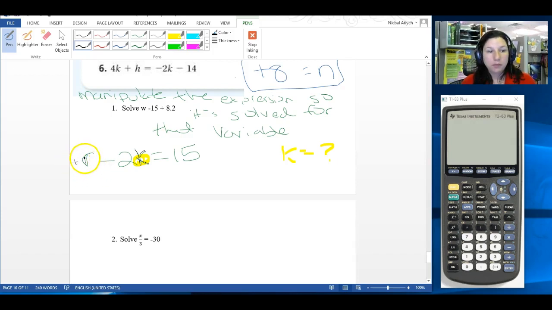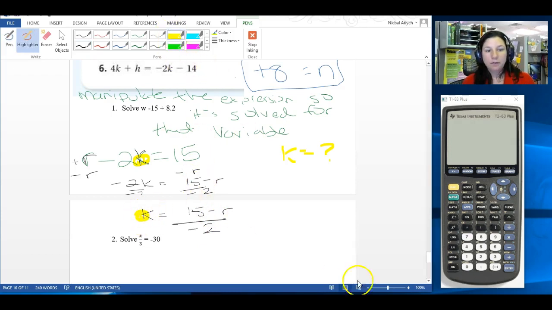So I want to move things around so that k is just by itself. So this is plus r here. I want to move it to the other side by doing the opposite. I'm going to subtract. So I have 15 minus r. And then the k is being multiplied by negative 2. I undo that by dividing by negative 2. Anything divided by itself is 1. So you have k equals 15 minus r, all divided by negative 2. And now this is solved for k. The k is by itself. Let's try another one.